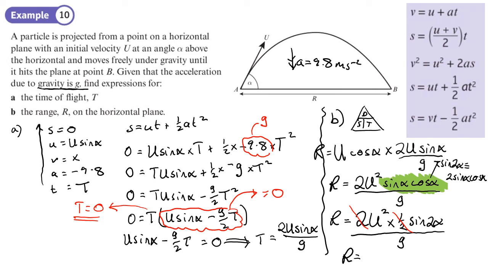That just leaves me with u squared sine 2 alpha over G. You don't have to do this unless the question said write it in this form, but if you needed to prove that, then you would leave it in that form. So the answers are here, that's RT, and R is here. So it's basically what we've been doing before, but with no numbers.